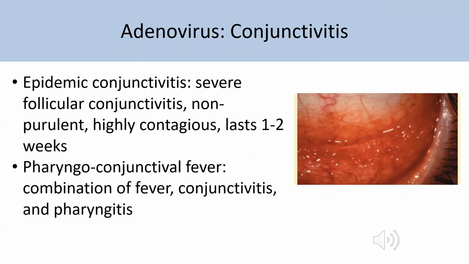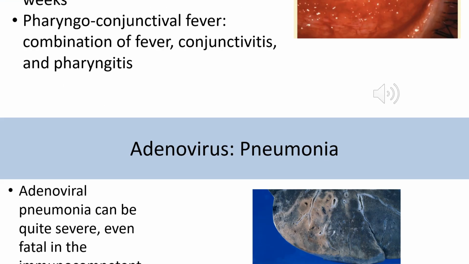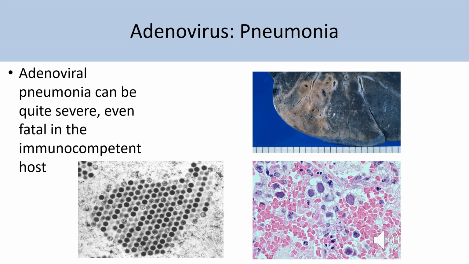Conjunctivitis is also a common feature of adenoviral infections. It can last about 1 to 2 weeks. No specific treatment is needed. Sometimes it is associated with pharyngitis and fever. Severe pneumonia can be seen in immunocompetent hosts, not only in immune-compromised individuals, and can be quite severe and sometimes fatal.